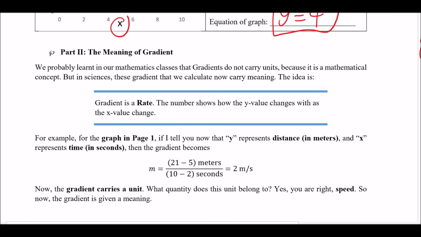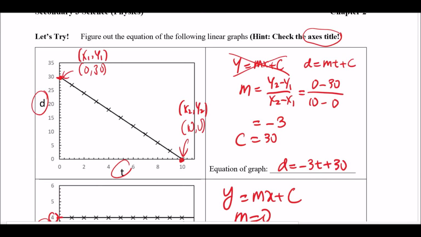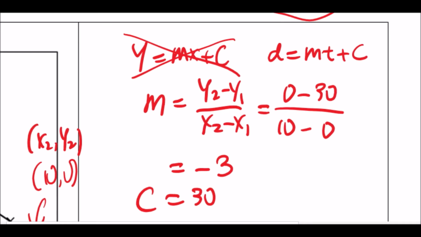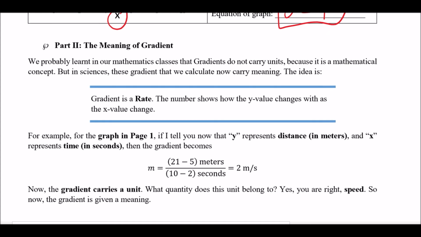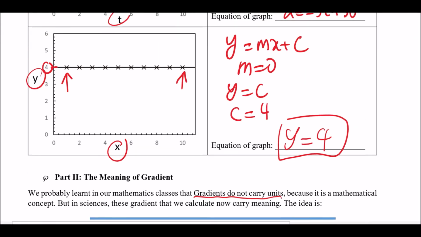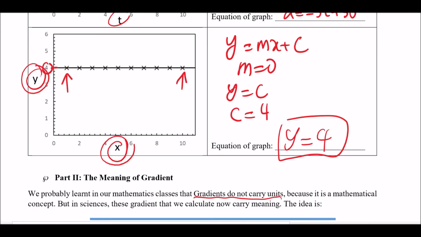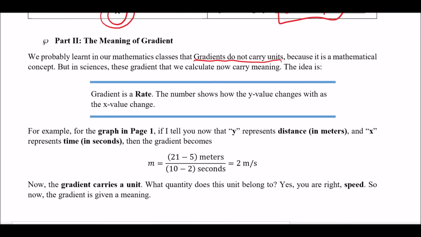We just calculated gradient using this formula, y2 minus y1 over x2 minus x1. Now, if you have learned well in your mathematics class, you will know that in general, gradients do not carry units, because it is a mathematical idea, it's just a number. But in science, depending on the axis, this gradient may have some meaning, or sometimes it might have some units also. Why is that so?